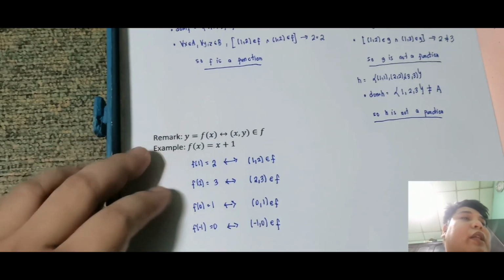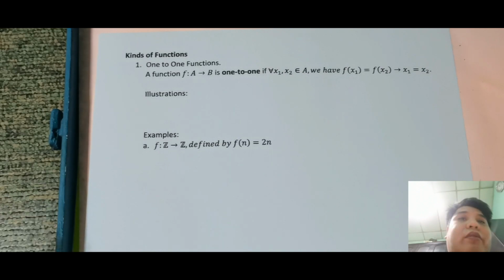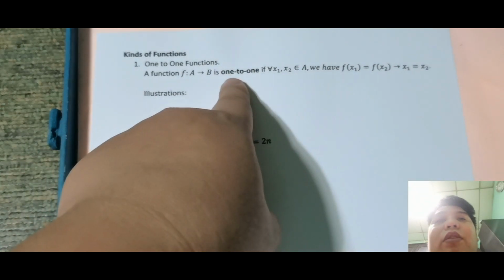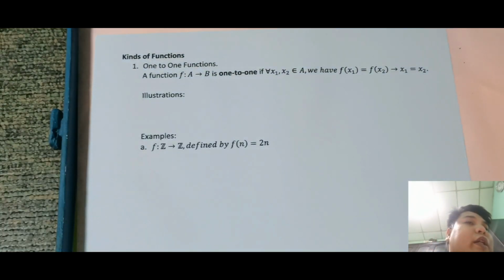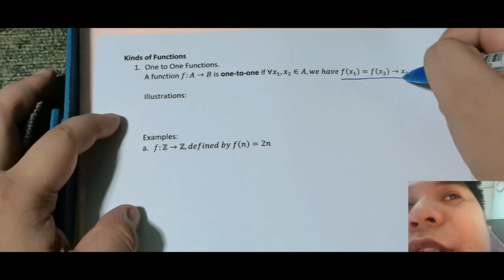So, let's proceed dun sa ating types or kinds of function. This is kinds of function. Number 1 kind of function is the one-to-one functions. Ulit, one-to-one functions. A function f mapping from A to B is one-to-one if for all x sub 1 and x sub 2 element of A, tandaan element ng ating domain A, we have f of x sub 1 is equal to f of x sub 2 implies x sub 1 is equal to x sub 2.